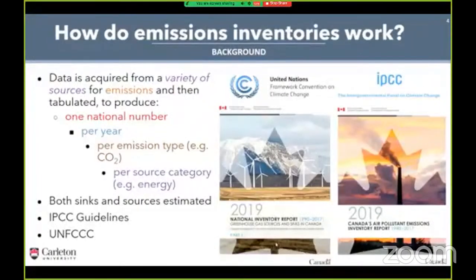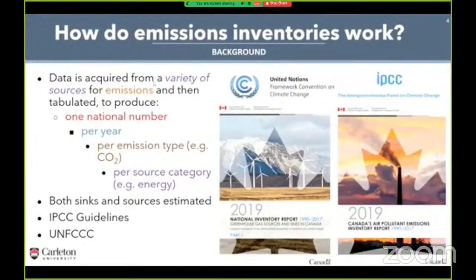But in general, what we're trying to do is get one number nationally per year, per emission category, and per source category. So for energy, and even within energy, there'll be subcategories. We need to know how much CO2 is emitted per year nationally, so across Canada, one number. We do this for both sinks and sources, and then report that to the UNFCCC.